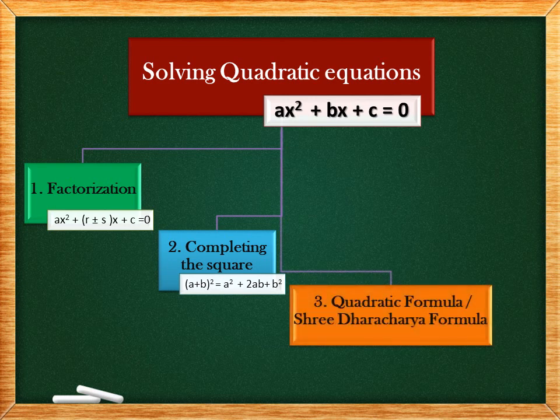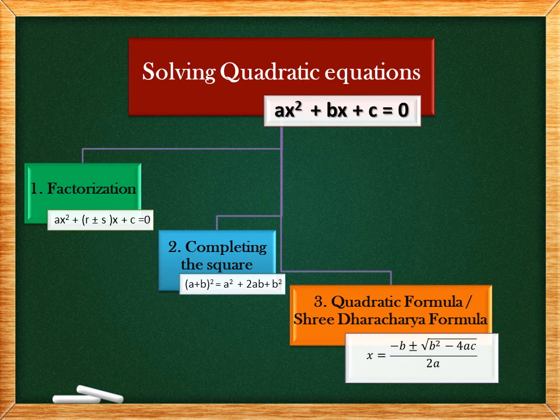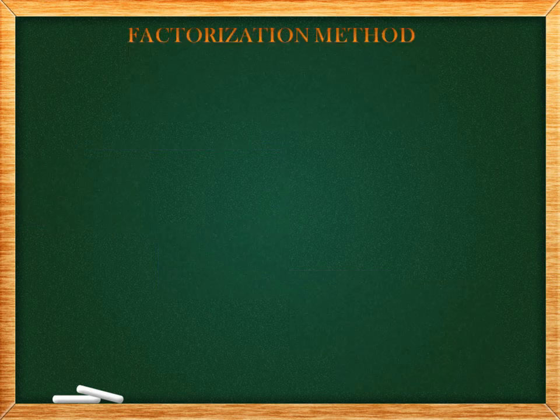This is also known as Sridharacharya formula after the name of its inventor Sridharacharya. And the formula is x equals minus b plus minus square root of b square minus 4ac upon 2a. Now in this video we are going to discuss the factorization method only. So let's move ahead to the factorization method for solving quadratic equations.